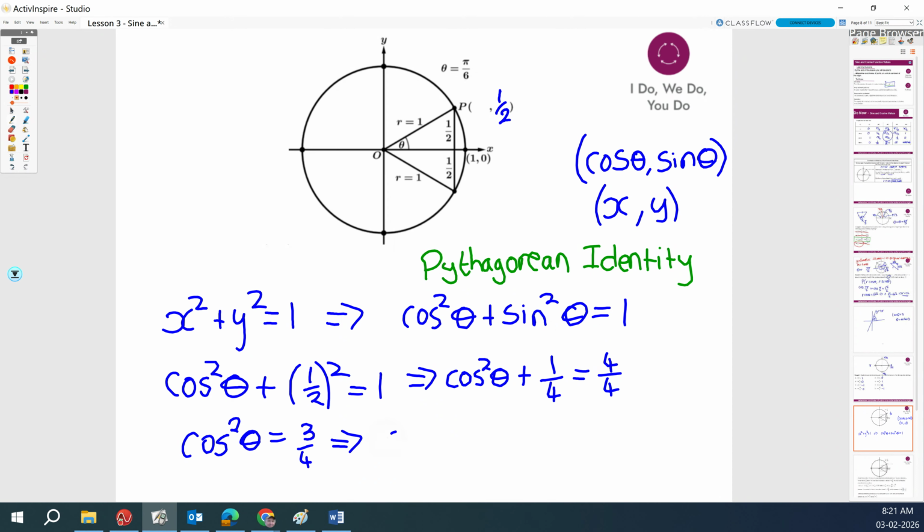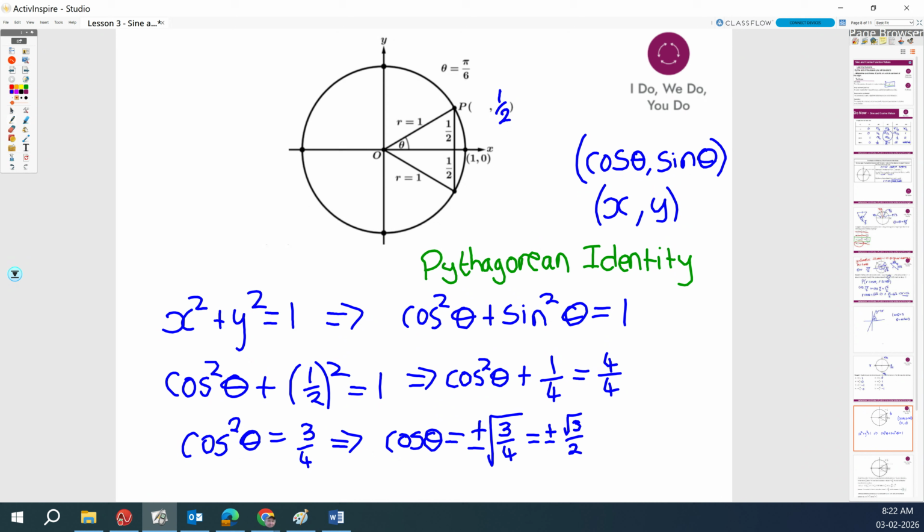This implies that cosine theta is equal to, now when you square root both sides of an equation, you have to consider both plus and minus solutions. Like with quadratic equations, where you square root both sides, you have to consider both a positive and negative solution to the equation. Simplifying that will give us root 3 over 2.